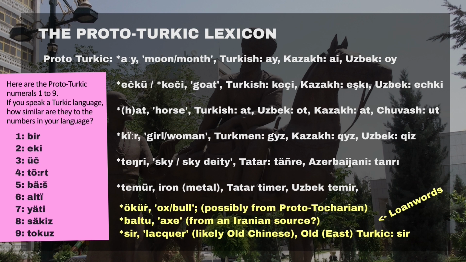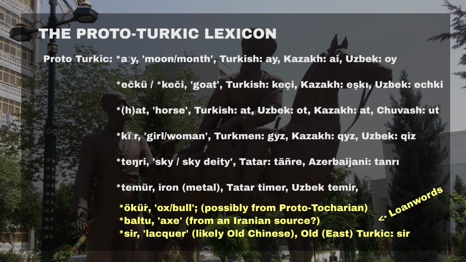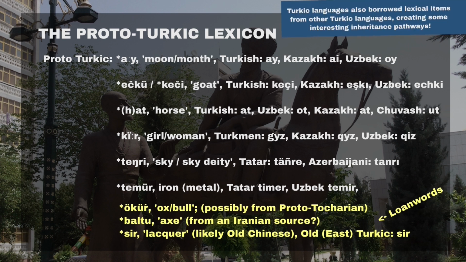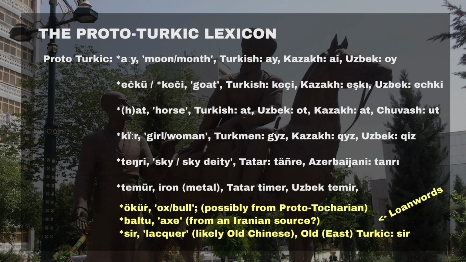Early loanwords offer valuable insight into the contacts Proto-Turkic speakers had with neighbouring cultures. Linguists have proposed Iranian and Tocharian loanwords, as well as numerous borrowings from Chinese and Mongolic. Importantly, these exchanges were not one way. Proto-Turkic also contributed words to those same languages, indicating long-standing and reciprocal cultural interaction.